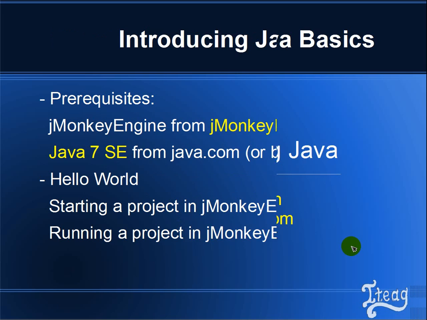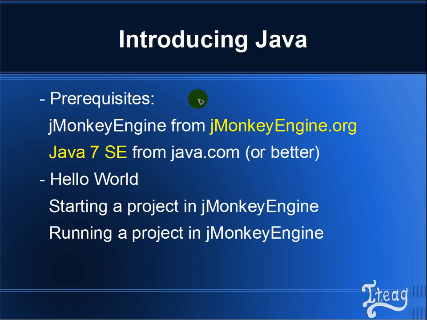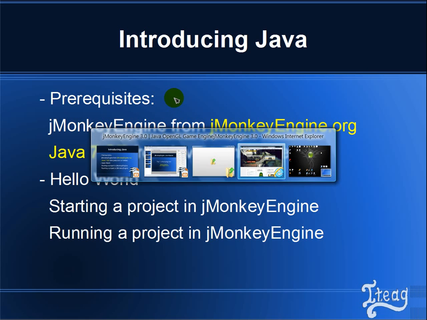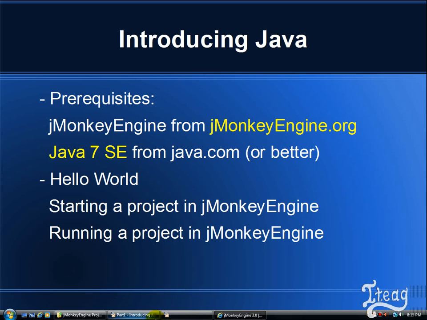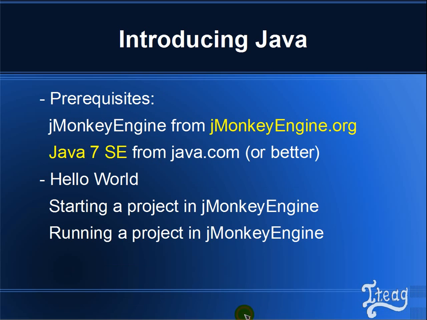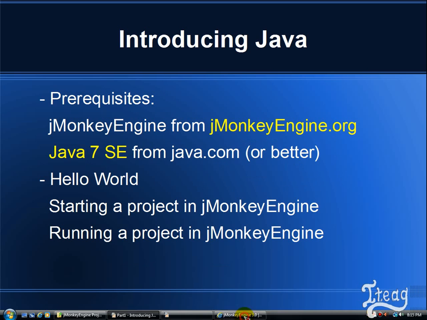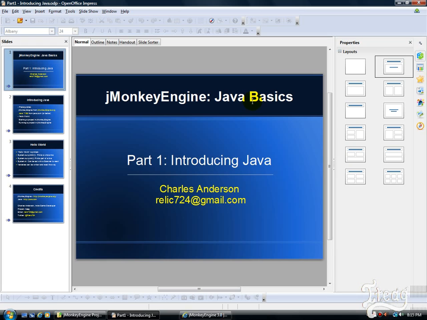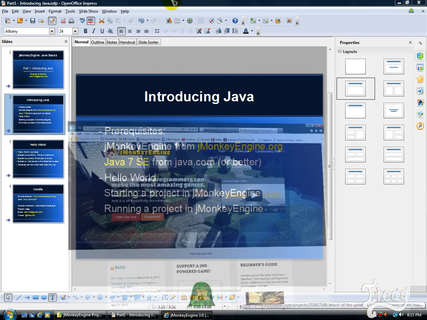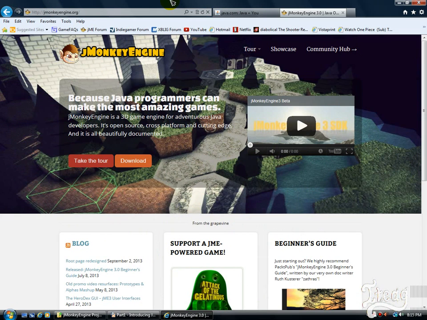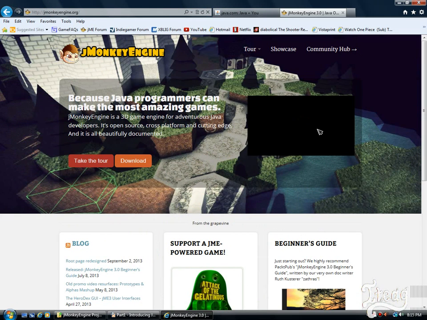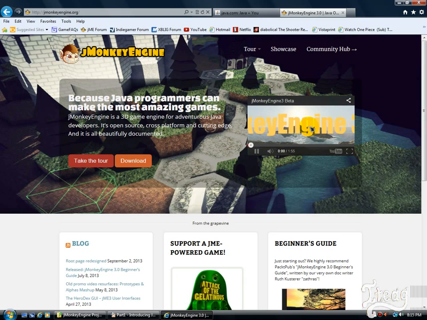Of course, we're going to start off with the prerequisites for this. To get jMonkey Engine, I have to head over to the site. I need to escape from full screen mode. All right, there we go. Here's the jMonkey Engine website. There's a video here that shows off some of what jMonkey can do. Pretty cool stuff. But jMonkey Engine is based off of Java.